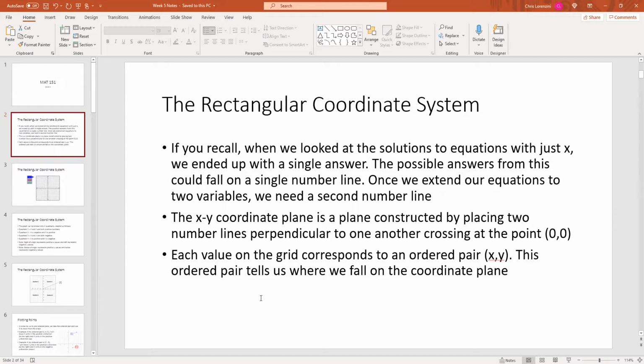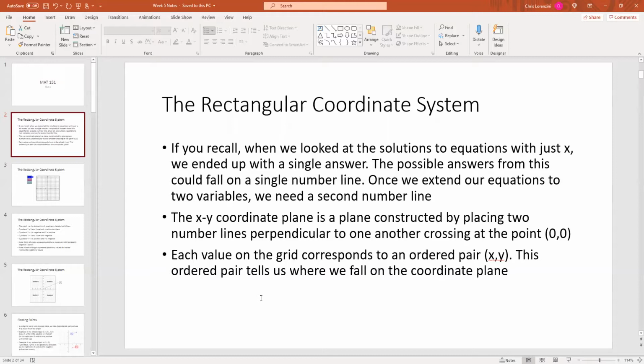When we extend it to 2 variables, I need to create a second number line, which ends up giving us what we call the xy coordinate plane or the rectangular coordinate system. That way we can see how points fall with a solution. When I have one equation and 2 unknown values, I actually end up with an infinite number of solutions, and the graph of that is the solutions. That's how we show the solution set. We show the graph of the equation.